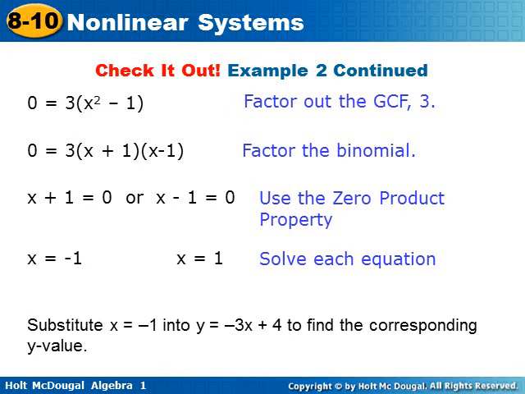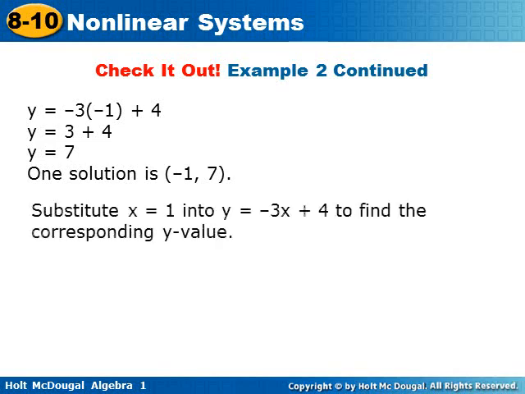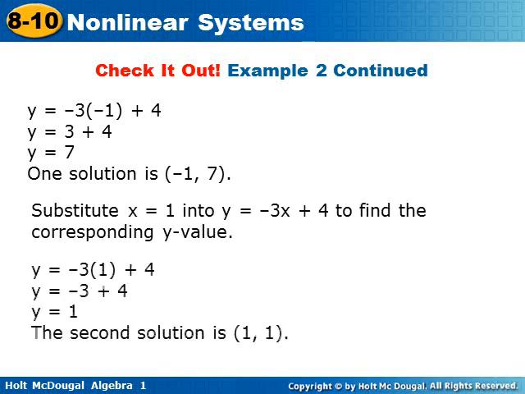We're going to substitute x equals negative 1 into y equals negative 3 times x plus 4 to find the corresponding y value. So we get negative 3 times negative 1 plus 4, and that's positive 3 plus 4, which is 7. So one solution is negative 1, 7. And then we're going to substitute x equals 1 into y equals negative 3x plus 4 to find the corresponding y value, and we get negative 3 times 1 plus 4, negative 3 plus 4 is 1, and the second solution is 1, 1. So the solutions are negative 1, 7, and 1, 1.